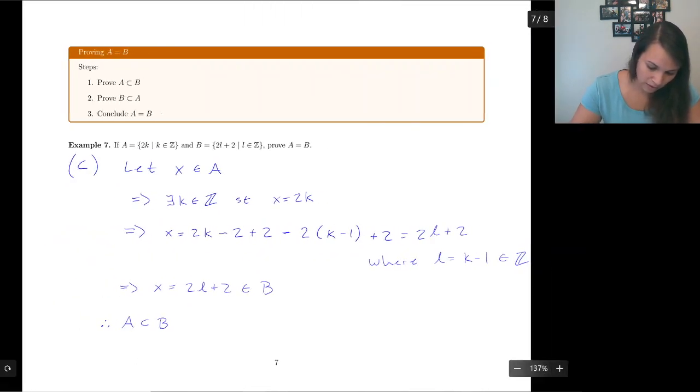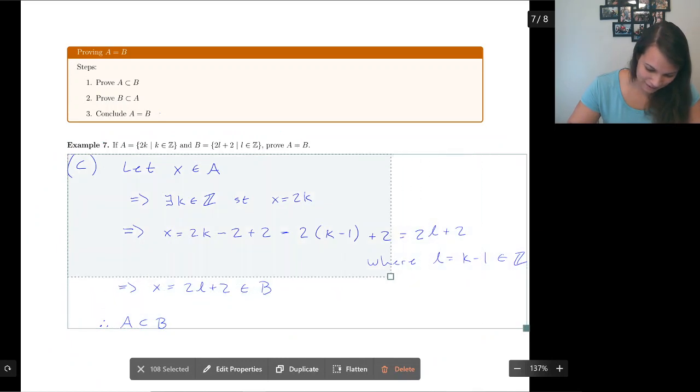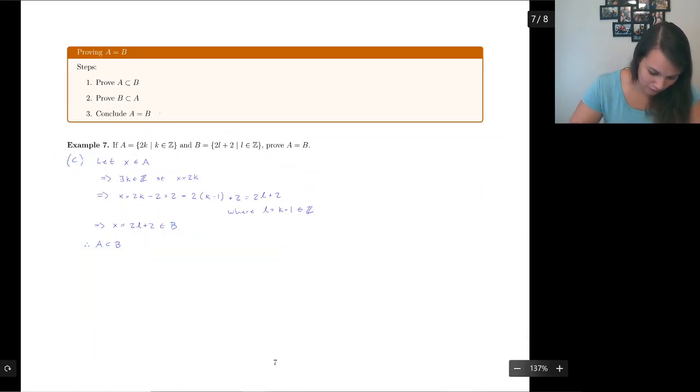And did I? No, I did not leave myself space. And then we shrink this argument because it was a little bit large and in charge right there.